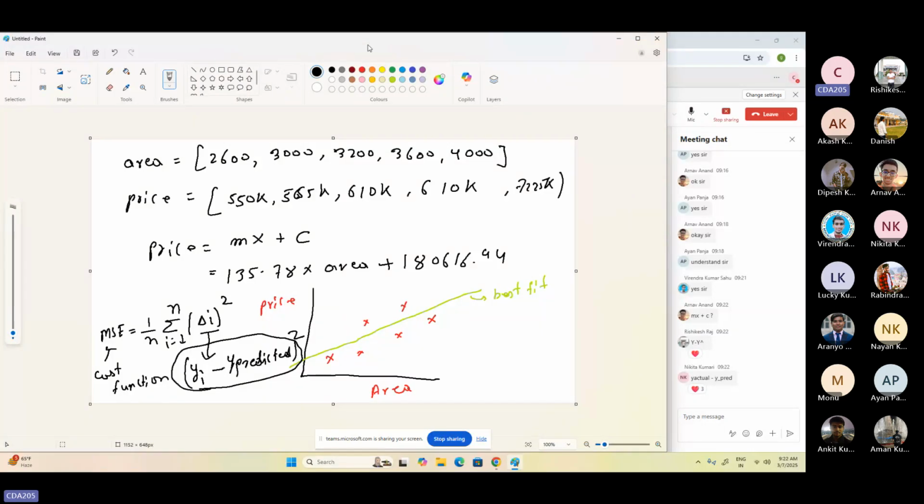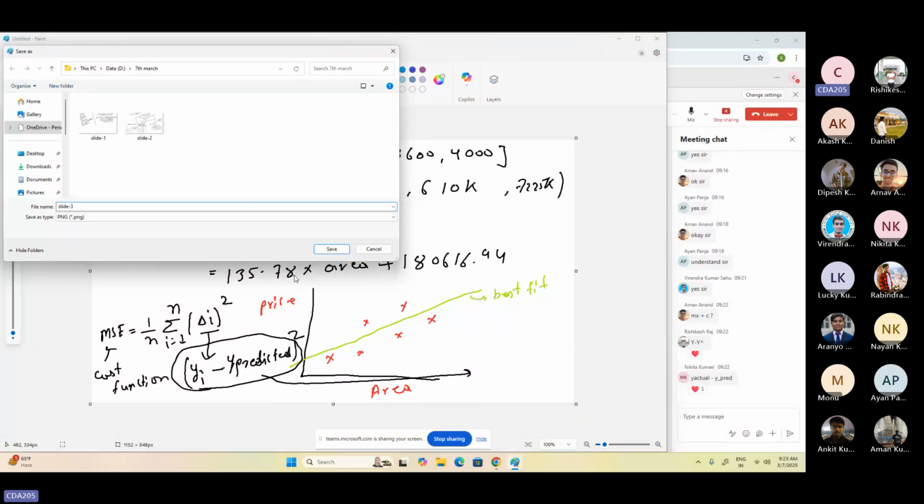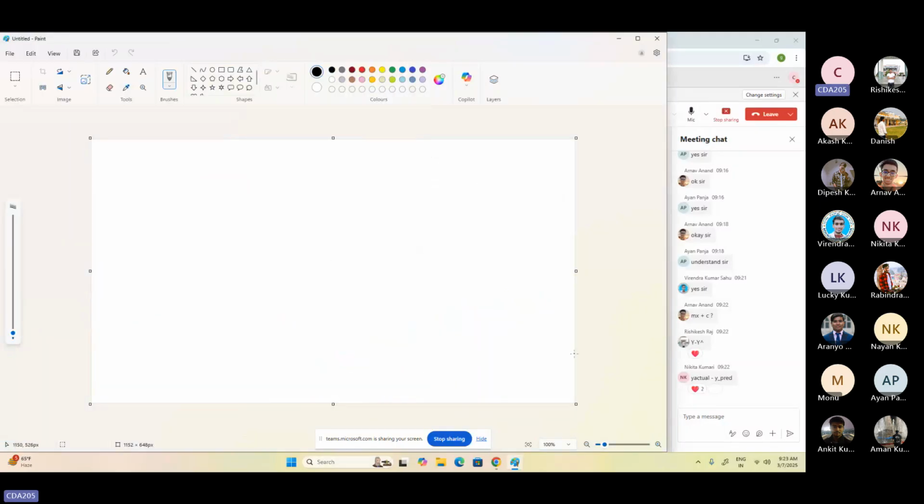Using the equation mx plus c that Arnav has given, can you elaborate this equation? Anyone? No one in the class who can elaborate that. Rishikesh.